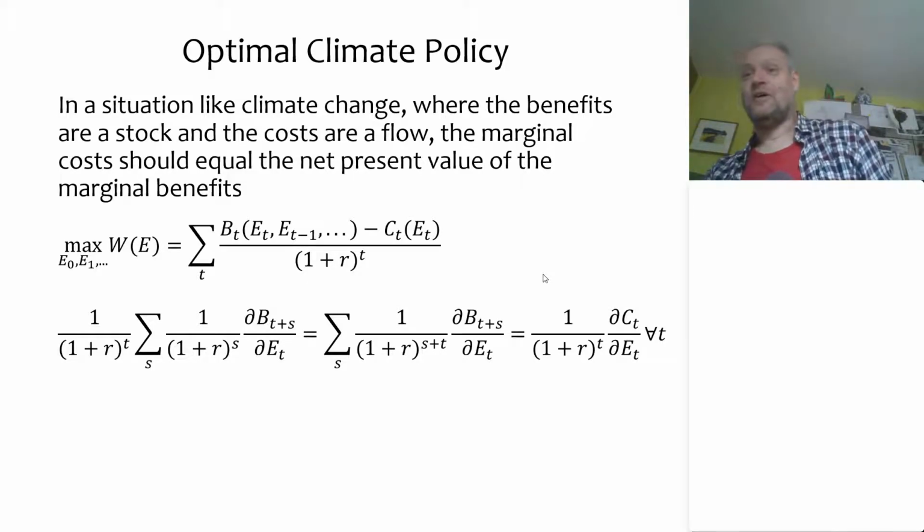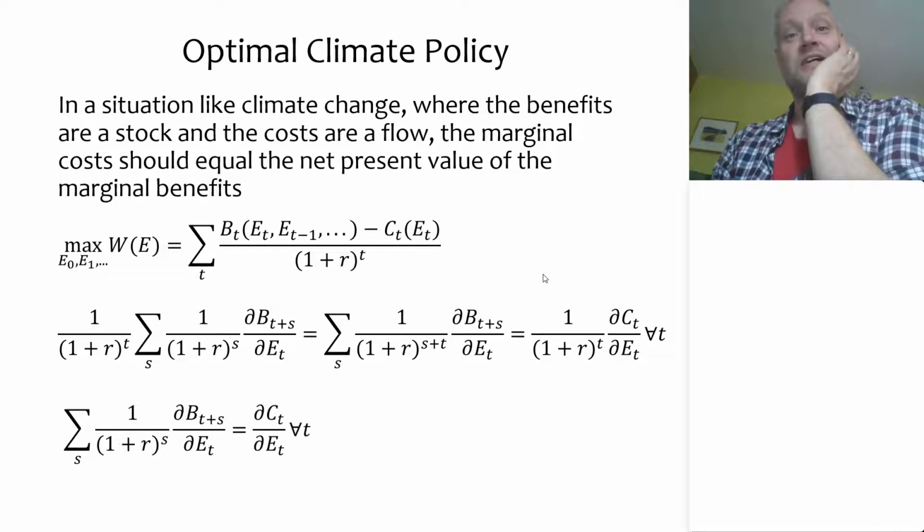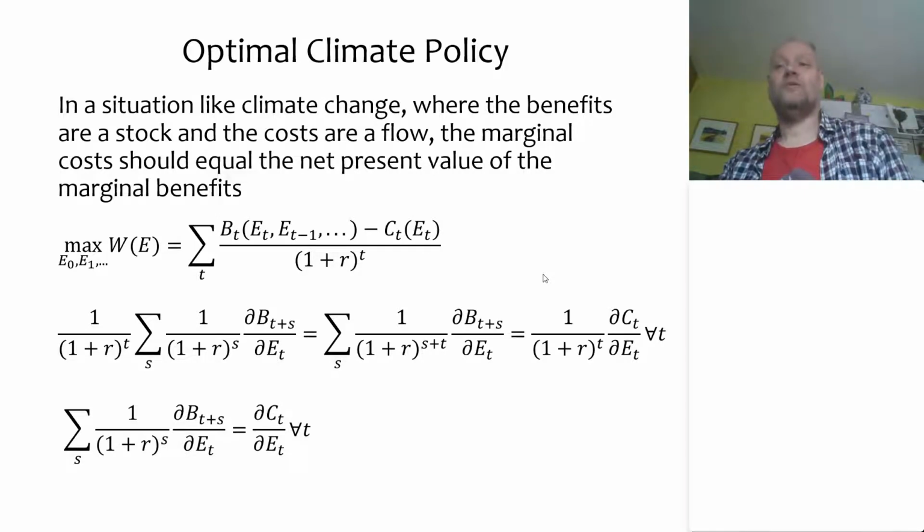Now we have 1 over 1 plus r to the power t on both sides of the equations. So that's essentially a constant in the middle term you're looking at, so we can bring that in front of the summation sign, and then we can drop the 1 over 1 plus r to the power t. And what we have is that the marginal cost of emission reduction at time t should equal the marginal benefits, which is a stream of benefits from time t to the indefinite future, discounted to that particular point in time.